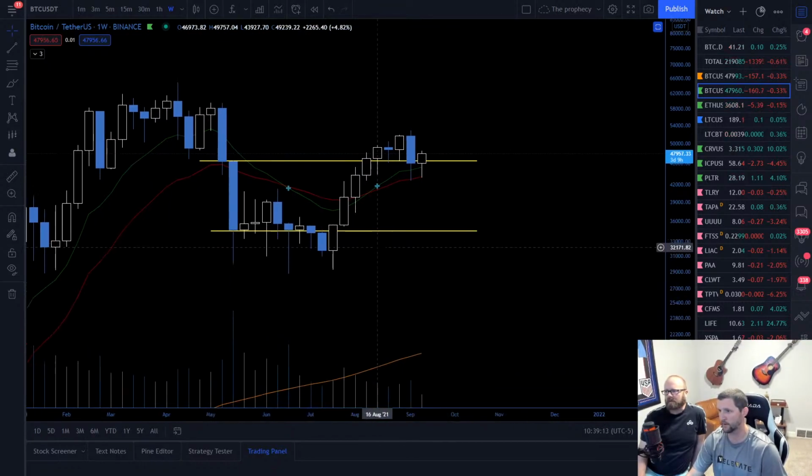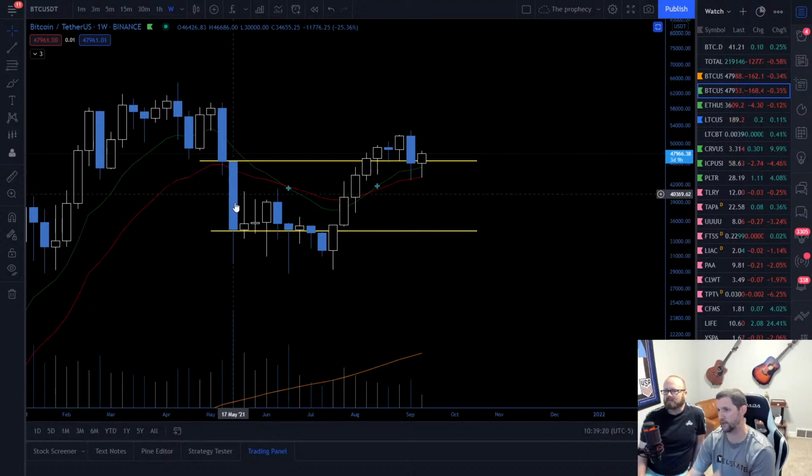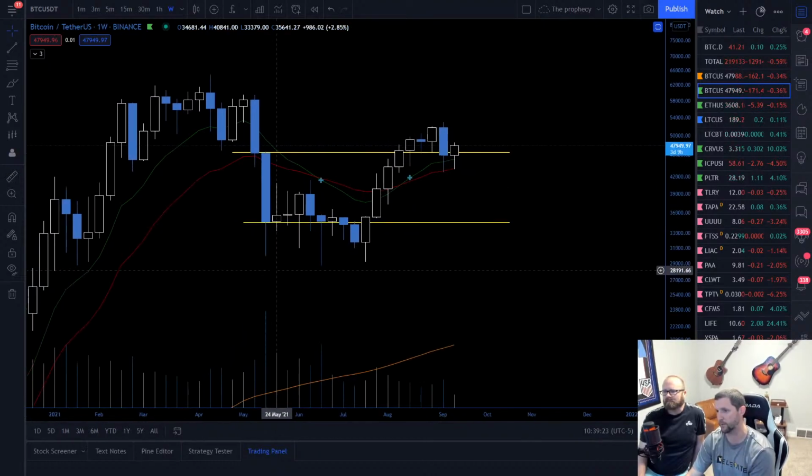Pretty straightforward. Yeah, that'd be like crash level. Yeah, I mean, that's pretty straightforward, though, from a volume perspective, this is the biggest area of interest right now on the chart because it's the biggest volume.